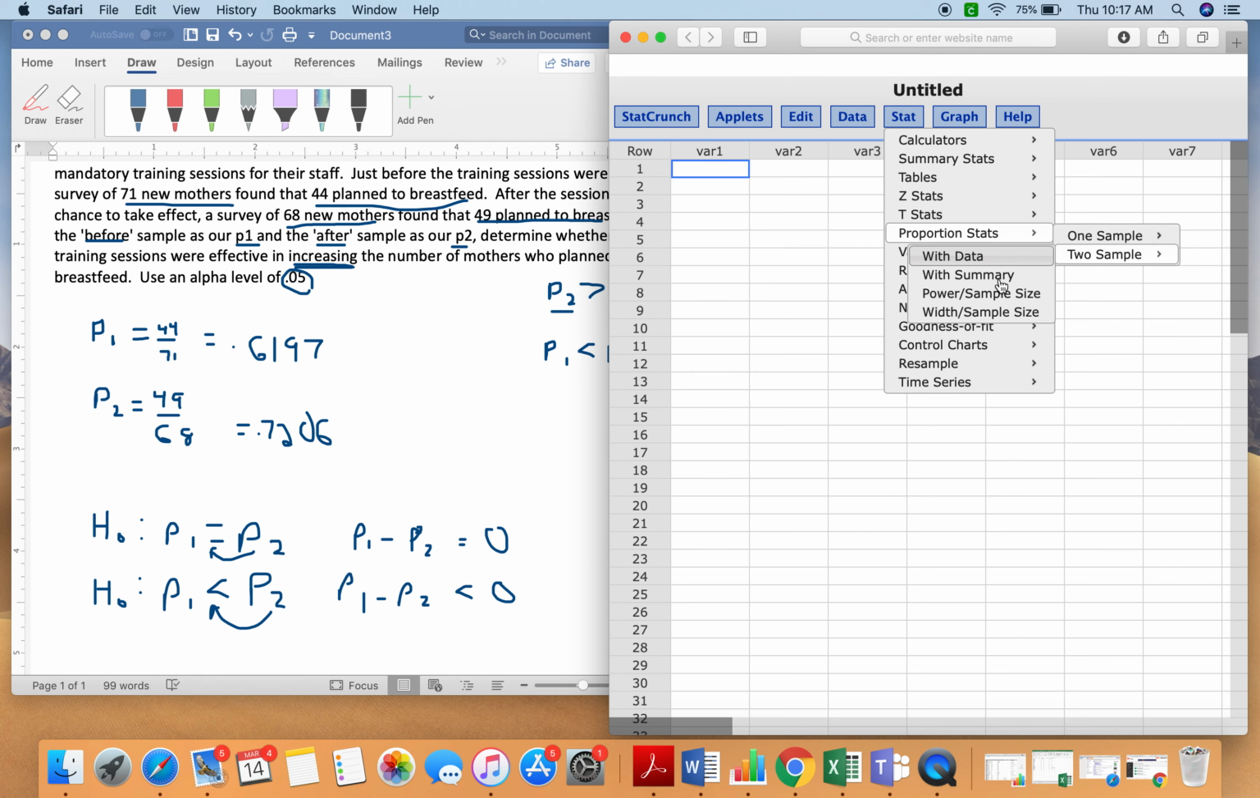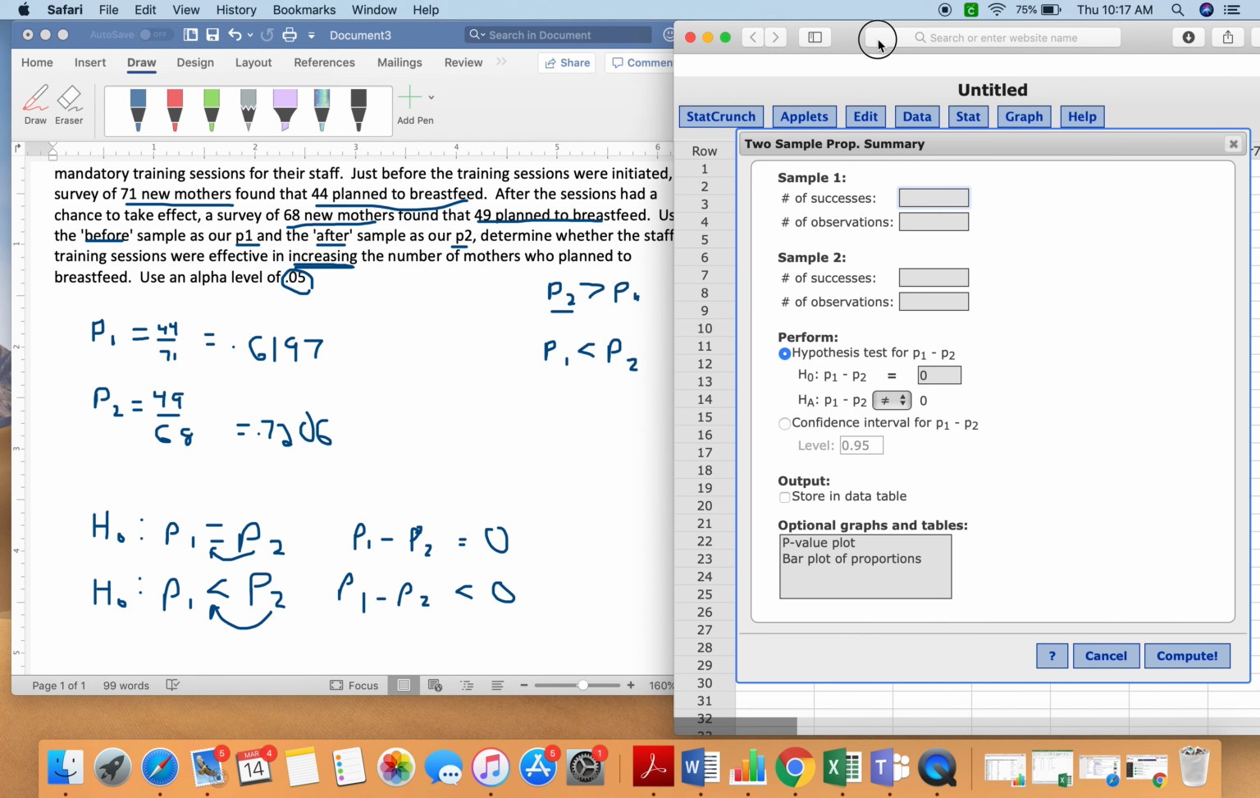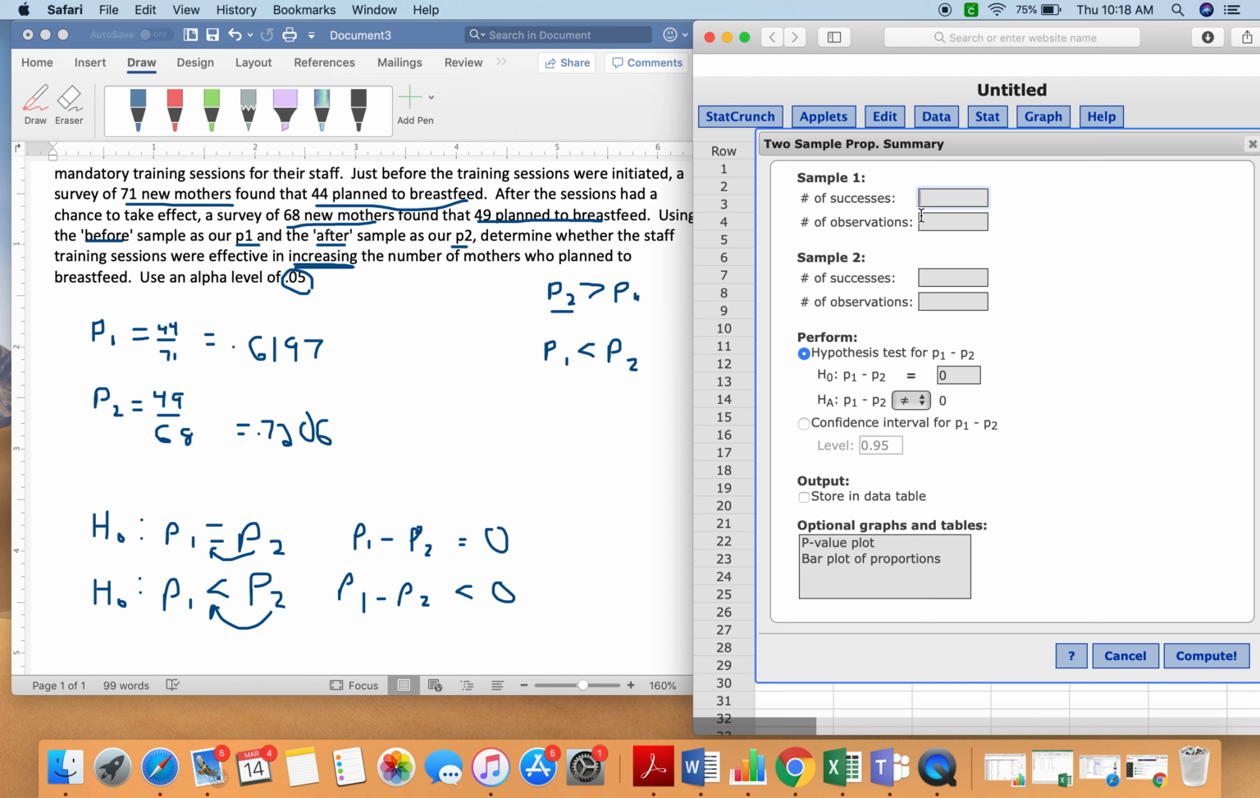And we have a summary. If you had a list of data points, you would use With Data. Here we have our successes and our observations. If you do not have successes and observations, and you have means and standard deviations, you know this is not the right calculator to use. So we're going to put in our P1, which was 44 out of 71, and our P2, which was 49 out of 68. In this case, we want less than, and we're going to hit Compute.